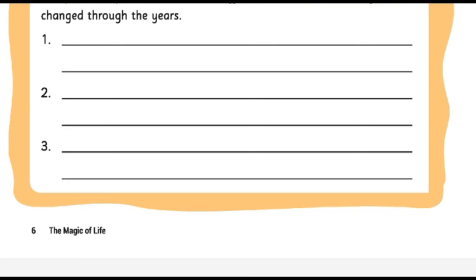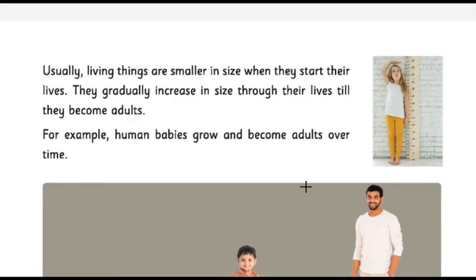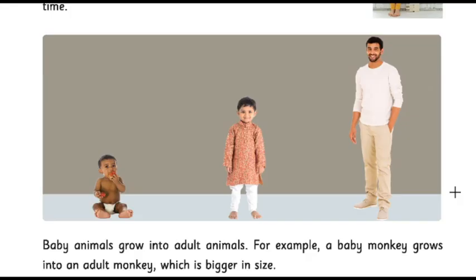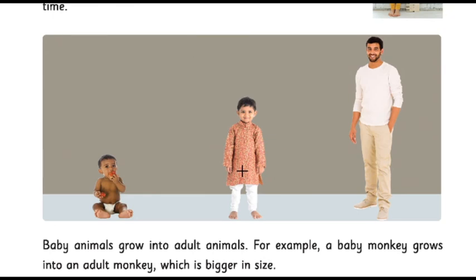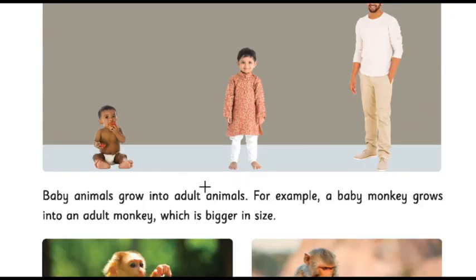Usually living things are smaller in size when they start their lives. They gradually increase in size through their lives till they become adults. So when you are born, you will be a small baby. After years you will grow. See here, this girl is growing, and see here, this is a baby, and he has become a boy, and here he has become a man. So this is the growth seen in living beings.